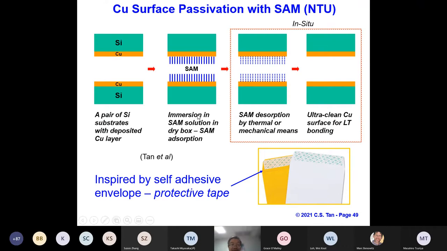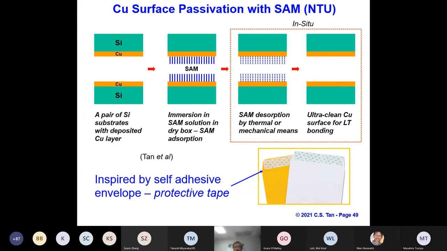It is basically a self-adhesive. The idea is similar to the self-adhesive that you can find in an envelope. Basically, if you can put a monolayer of SAM on the copper surface, one of the heads of this monolayer is sulfur, which has very strong affinity to copper. The other head is CH3, which is hydrophobic.